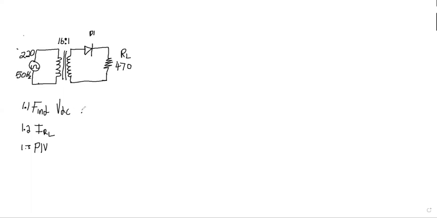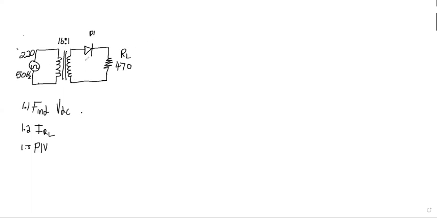The question says calculate VDC. We can't get VDC without V peak out, we can't get V peak out without V peak, and we cannot get V peak without V sec. So that means we'll have to calculate V sec, then V peak out, and from there we'll get our VDC. Now let's see how we answer these kinds of questions.